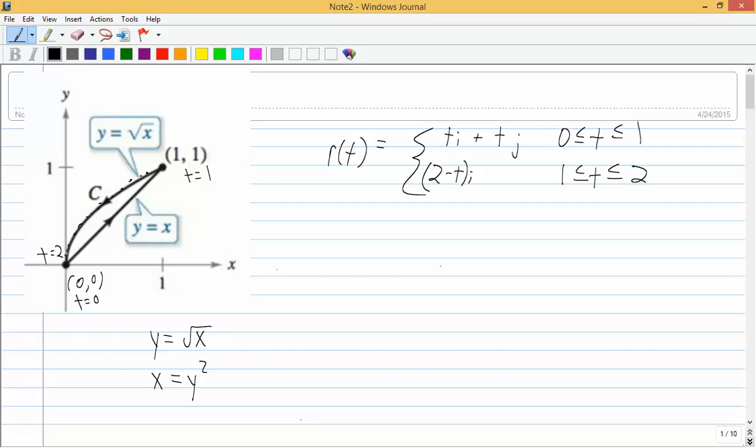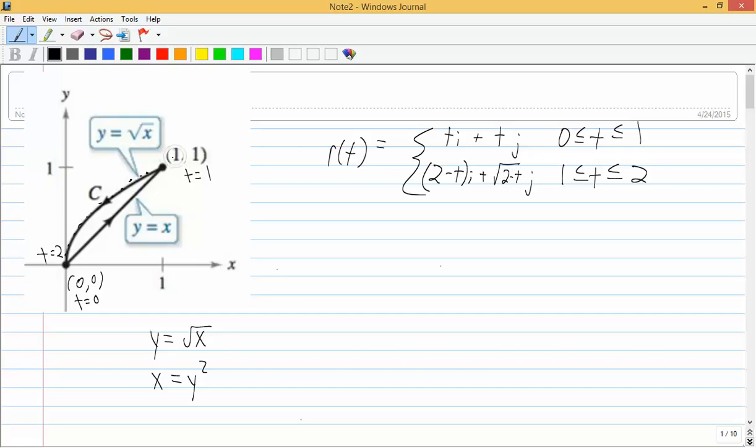Alright, what about the y? Could we do the same thing? We have y equals the square root of x, though. Right? If y is equal to the square root of x, then could I do this plus the square root of 2 minus t times j? Y is the square root of x. If this is my x component, could I do that, and would that work?